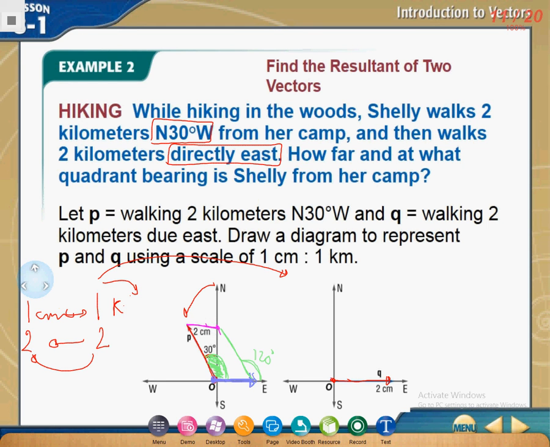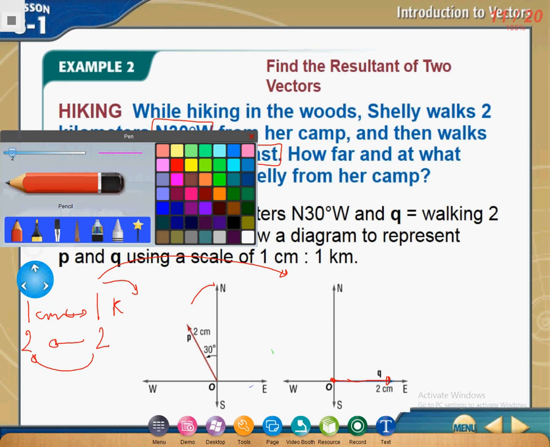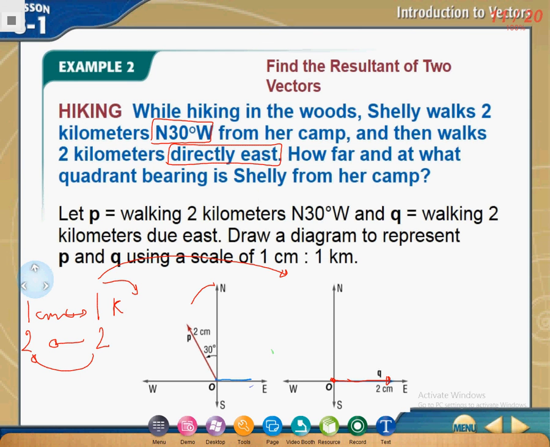Let me erase the first one. It's not clear at all. Okay, let's see. I'll use blue. This is the first one. Be careful with the angles. If your graph is correct, you will have the direct answer. We finish the parallelogram. The vector here, the diagonal, is my resultant. This is my resultant force.